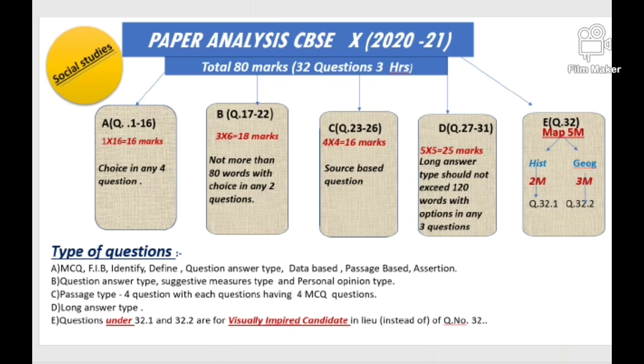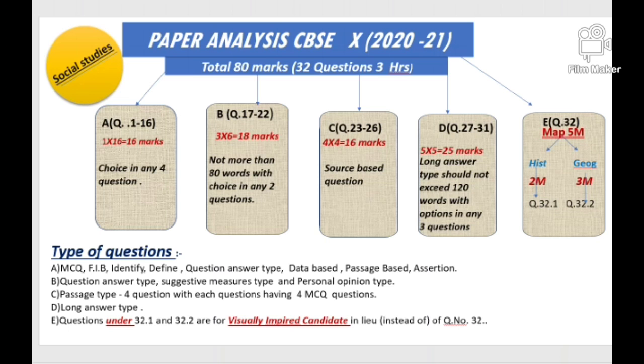Remember that, children. Now question B is a question-answer type, and it can even have this suggestive measure type. Means if you are there, what you will suggest, or what measures you have learnt in your textbook that you can suggest here, like that. And there are some personal opinion questions also which are related to your lesson. Now section C is again passage type questions, 4 questions, and each question has 4 MCQs.